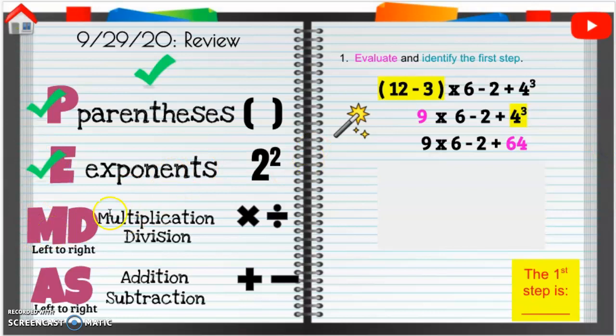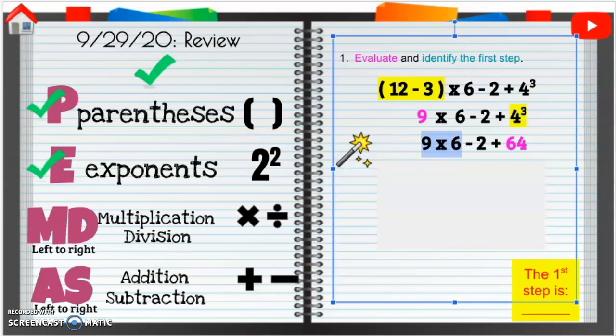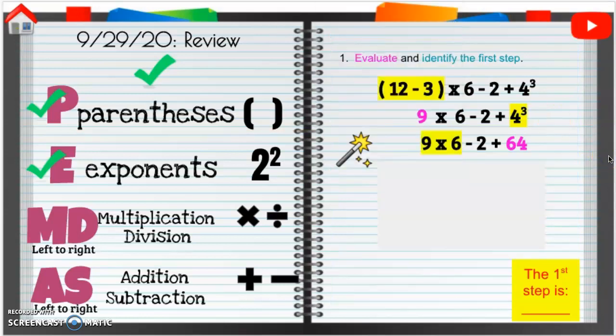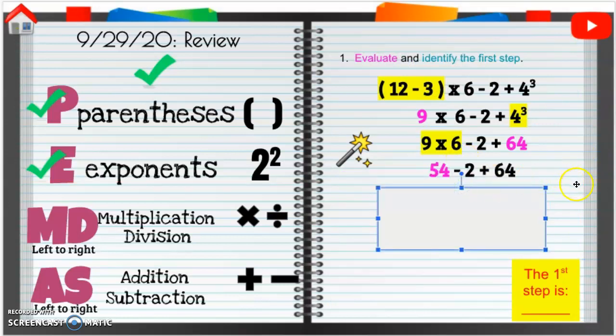How about multiplication and or division? Yeah, we do. And how do we go about that? Oh yeah, left to right. All right, so here we go. We're going to take our little wand and go left to right. We have 9 times 6. Well, let's take a look. What do you think 9 times 6 is? Well, 9 times 6, I know that. That is 54.